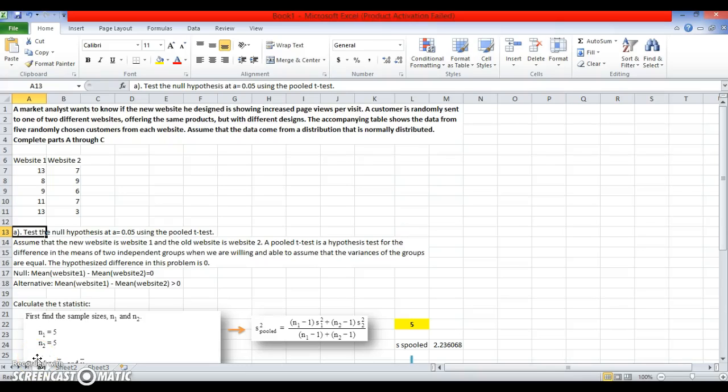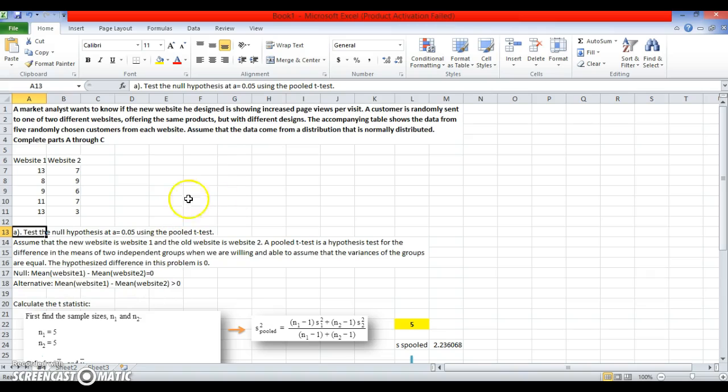Hey everyone, this is problem number 4. Just go ahead and get started to give you a sense of all that's going on. A market analyst wants to know if the new website he designed is showing increased paid views per visit. A customer is randomly sent to one of two different websites offering the same products, but with different design. The accompanying table shows the data from these 5 randomly selected customers, and we complete parts A through C.